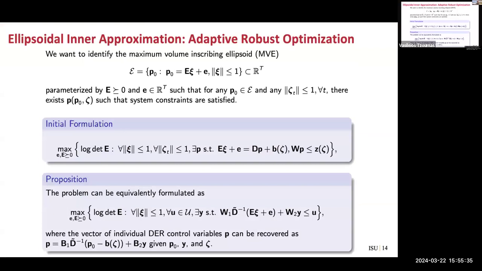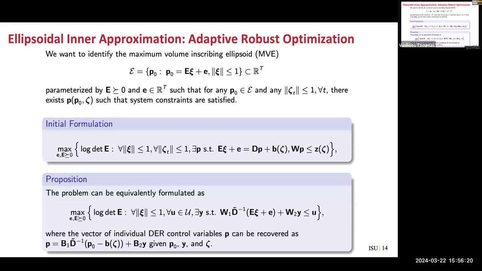So what we want to do is go beyond this approach and identify this maximum volume inscribing ellipsoid. What we mean is we want to find this ellipsoid E that's parameterized by this parameter C. We want to find this positive semi-definite matrix E and also this vector E, such that for any point in this ellipsoid and for any uncertainty realization within this uncertainty set we characterize, there exists a P, an individual DR dispatch signal that satisfies those inequality constraints.